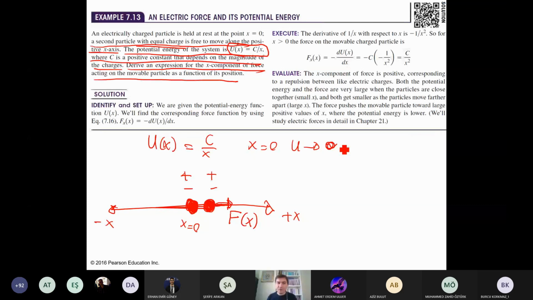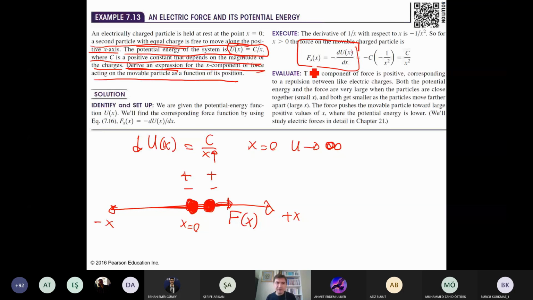So what about the force? The force is asked, okay? So I have the formula here, which we have learned. This is minus the derivative of potential energy as a function of x, okay?